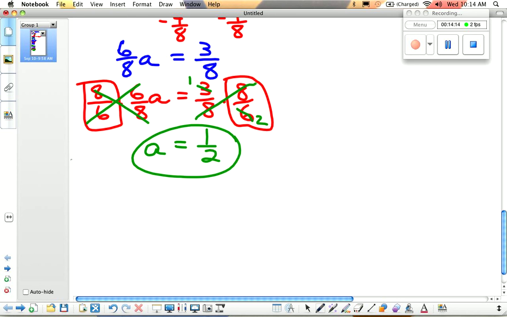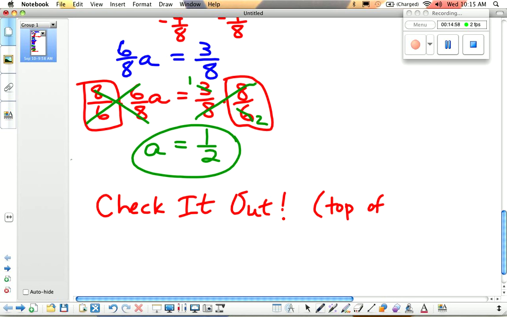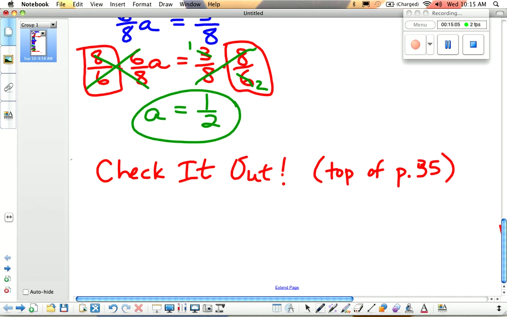Okay, we're going to do one more thing. I want you to look on page 35. We're going to do the check it out problem at the top, check it out problem number 4, where Sarah paid $15.95. Everybody see where I'm at? Okay, so in our notes, we're going to mark that problem. Let's make a note where we're at: check it out, top of page 35, and it is number 4.